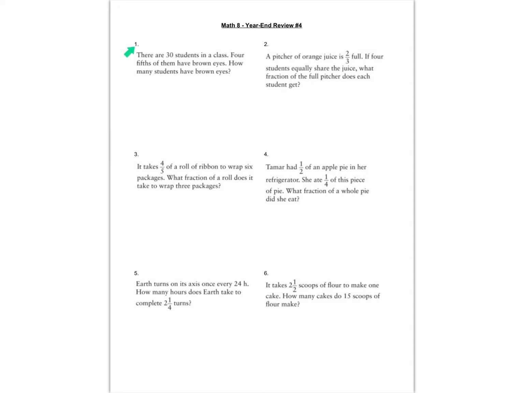Okay, let's take a look at this one. Number 1 here. There are 30 students in a class. 4/5 of them have brown eyes. So 4/5 have brown eyes.